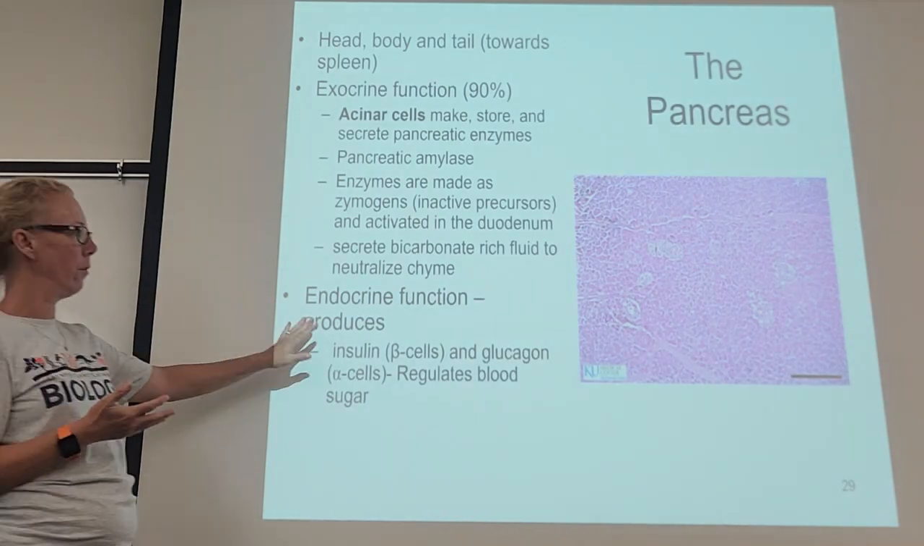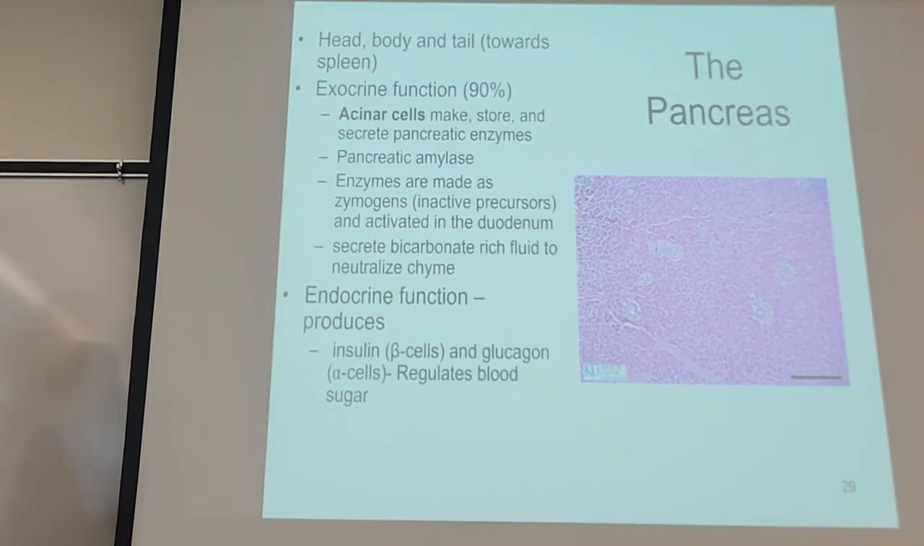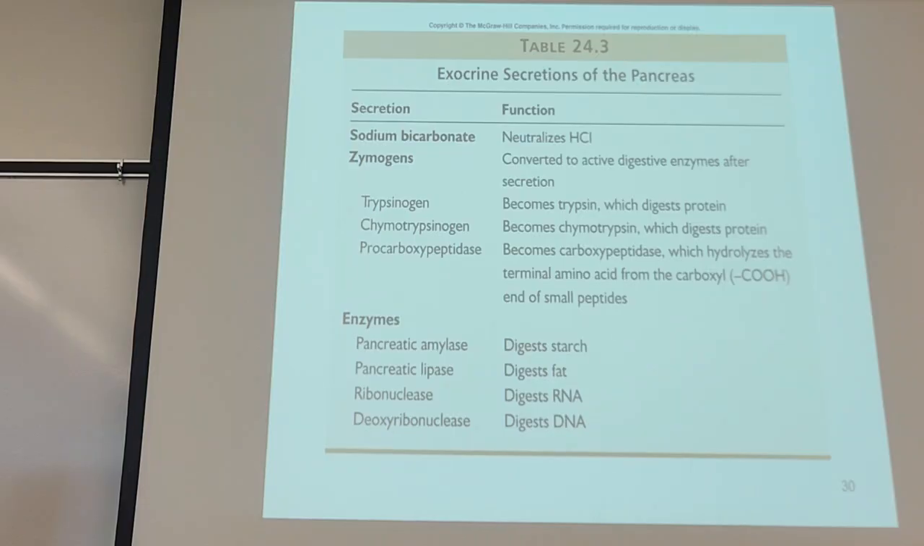And we already know the endocrine function for regulating blood sugar, the alpha cells and the beta cells, secreting insulin and glucagon respectively.